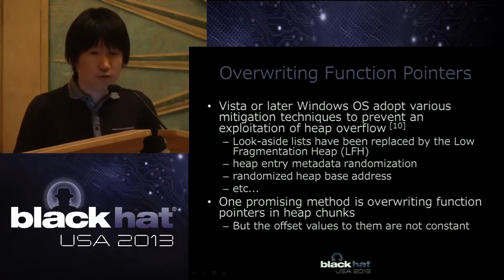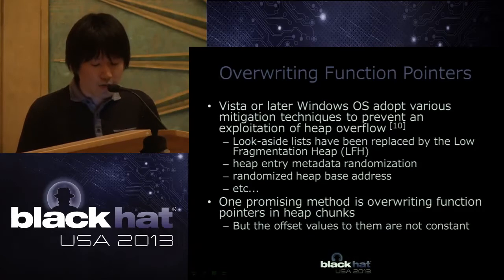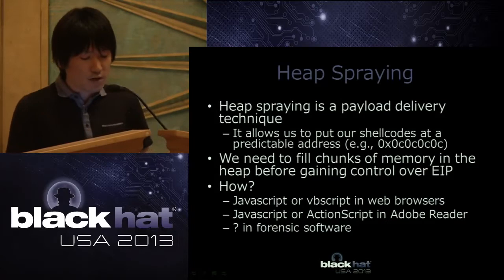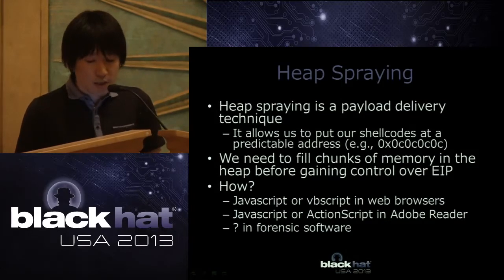One promising method for exploitation of heap overflow is overwriting function pointers in heap chunks. But the offset values to function pointers are not constant because they depend on heap allocation status. Heap spray allows us to put our shellcode at a predictable address. For heap spray, we need to fill chunks of memory in the heap before gaining control over the program counter.